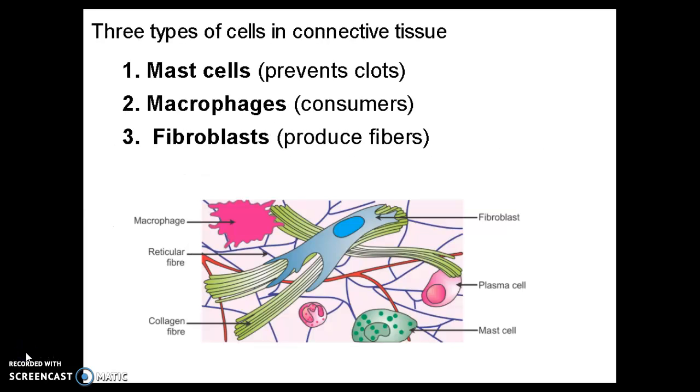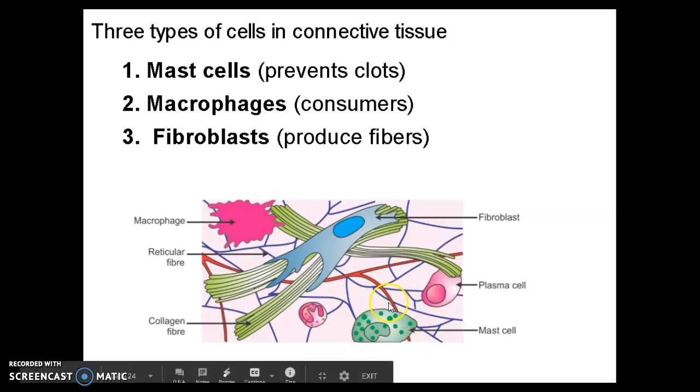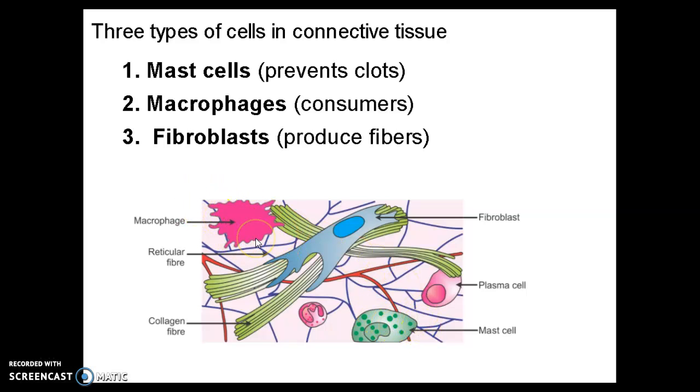So, in most connective tissues, there are three types of cells. Mast cells, their job is to prevent blood clots. Macrophages, these are like white blood cells. Their job is to consume any bacteria or damaged cellular debris. And then fibroblasts, these produce many, many fibers.